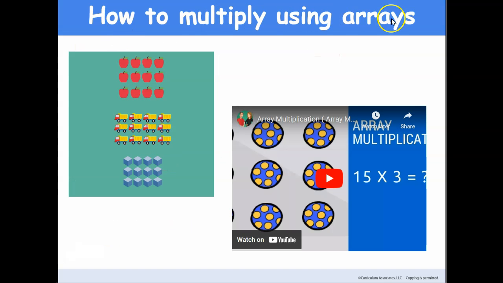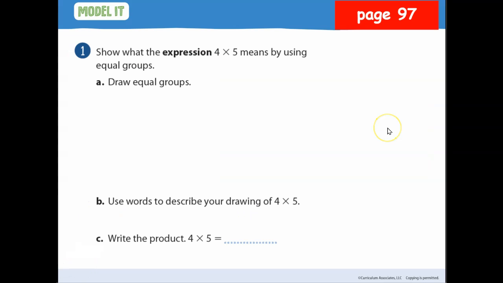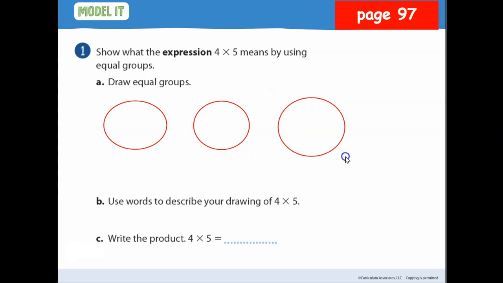It says how to multiply using arrays. Look at number 1. It says show what the expression 4 times 5 means by using equal groups. So am I using rows and columns? No, those are arrays. If I'm using equal groups, 4 times 5, how many groups am I going to need first? The first number tells me how many groups I need. 1, 2, 3, 4. The second number tells me how many in each group, right? So how many in each group?